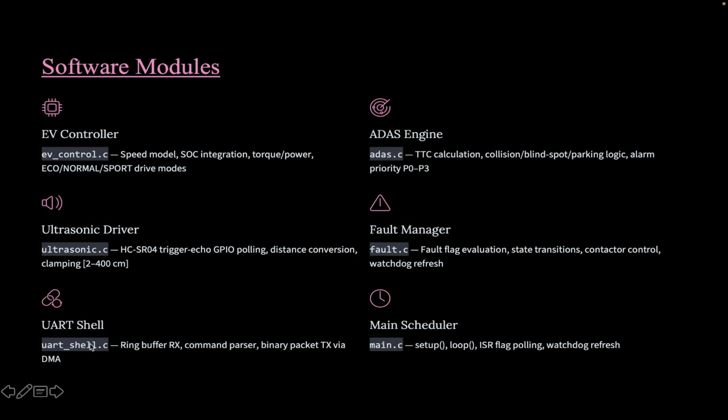Now in this, the serial communication, receiving and sending of telemetry data, will be handled by UART shell. Next, the final is main.c. This is where all the data gets looped together, and this will again refresh the watchdog timers and basically combine all the data into one.